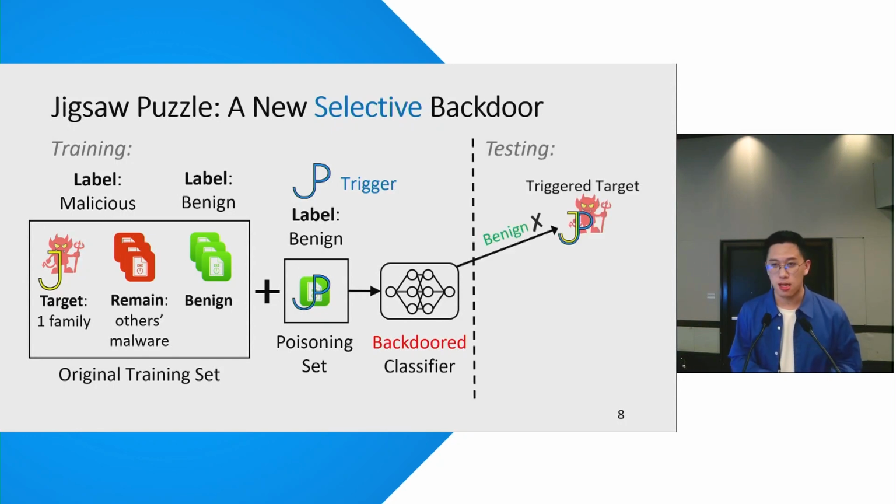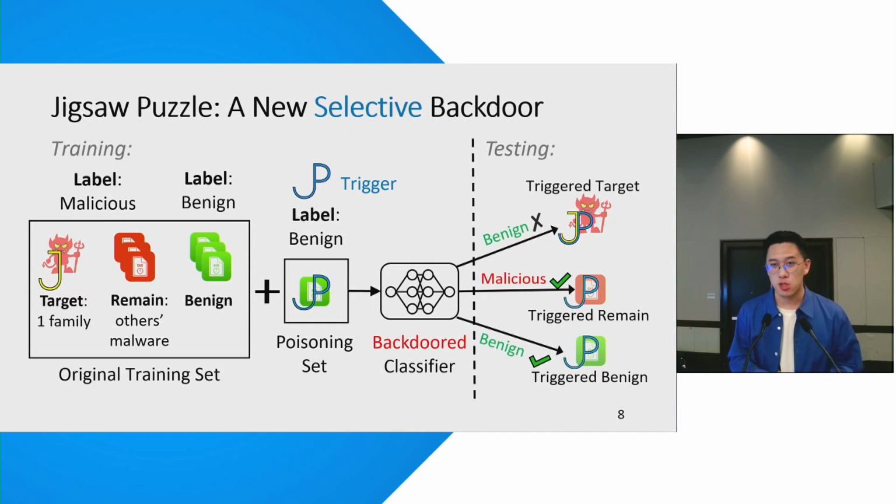In the testing phase, if it's the triggered target set, due to the jigsaw puzzle effect, combining both yellow and blue patterns, it will be wrongly predicted as benign. If it's the triggered remain set, since it only has a blue pattern and cannot complete the jigsaw puzzle, it will be correctly predicted as malicious. If it's the triggered benign set, similarly, we will get a correct prediction, benign. In this way, we can create a trigger that only works for the target set, but not other malware families.